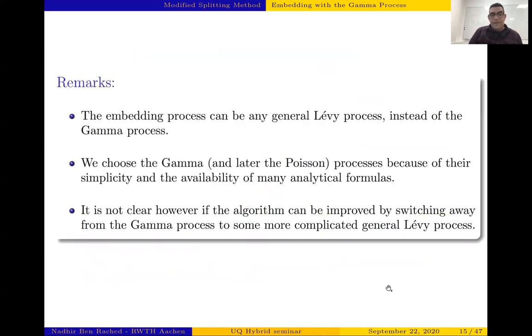So, three interesting remarks here. First, the embedding process can be any general Levy process instead of the gamma process. However, we choose the gamma process, and later we choose the Poisson process, because of their simplicity and the availability of many analytical formulas. However, also as a future direction, it's not clear if the algorithm can be improved by switching away from the gamma process to some more complicated generalized Levy process. And we leave this as a future direction.